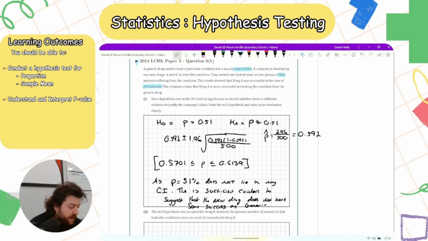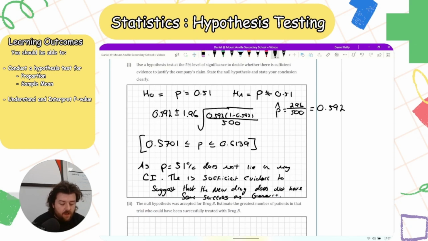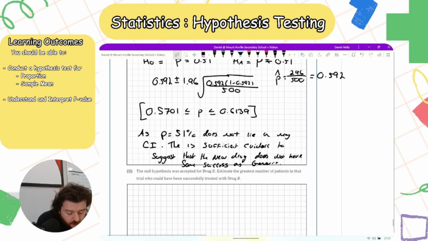So essentially, just to recap on that one, right? There was a generic drug with a rate of 51%. A company is developing two drugs, A and B. So they carried out a clinical trial on drug A, and the company claims that drug A is more successful than the generic drug. So if it was more successful, it would be above 51%, right? But it's not, because 51% lies outside the confidence interval, so we have to reject that claim.